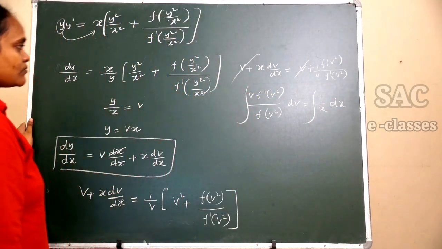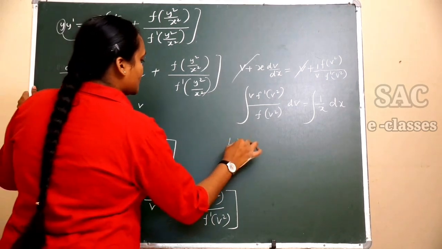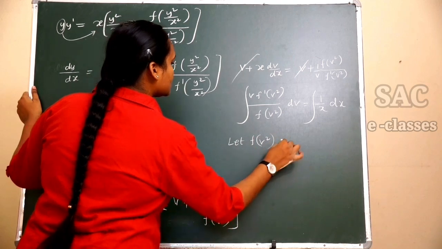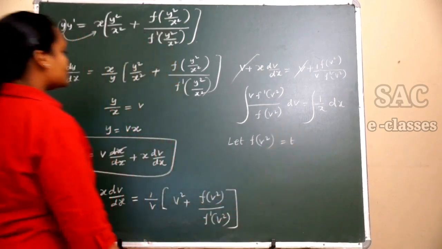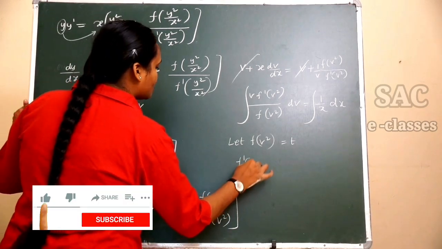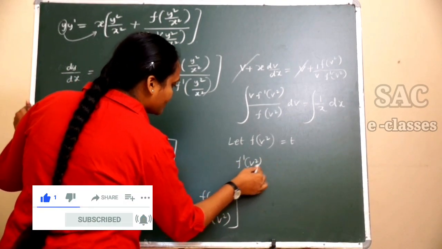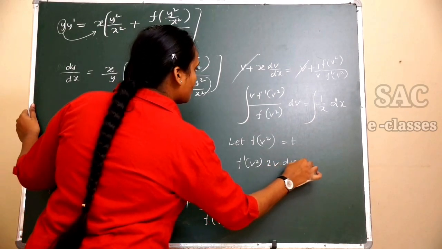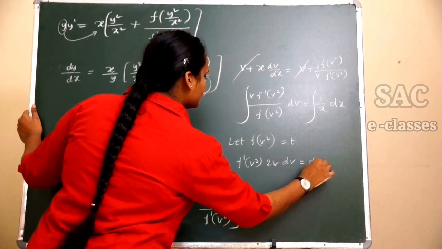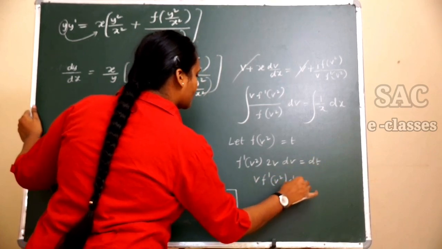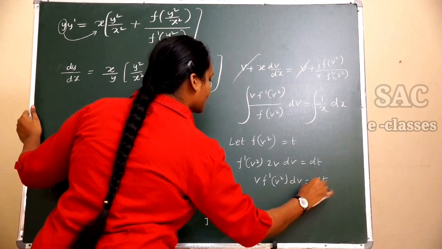Apply the integration on both sides. Let me assume that f of v square is some t. You know that the differentiation of f of v square is f dash of v square, but the inner function v square has derivative 2v. So v into f dash of v square dv is equal to dt by 2.